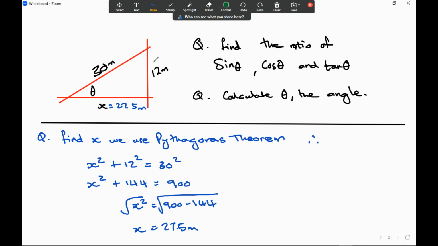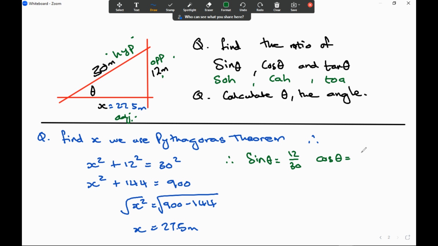Alright, using that now, I can label the sides. This is opposite, this is adjacent, and this is hypotenuse. Now, each of these has a certain ratio of the sides. So sine, remember, is SOH: opposite over hypotenuse. Cos is CAH: adjacent over hypotenuse. Tan is TOA: opposite over adjacent. So therefore, sine of the angle theta will equal 12 over 30. Cos of the angle will equal 27.5 over 30 because it's adjacent over hypotenuse. And tan of theta will equal 12 over 27.5. And that answers the first question.